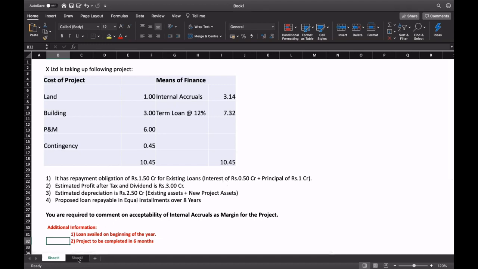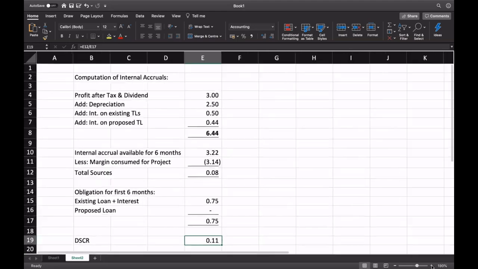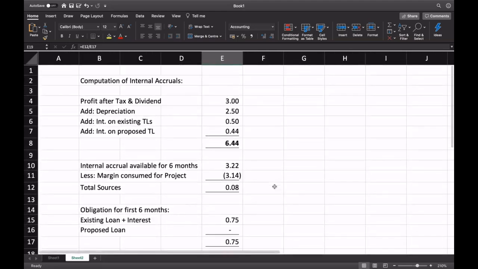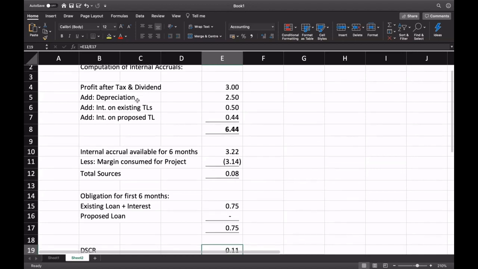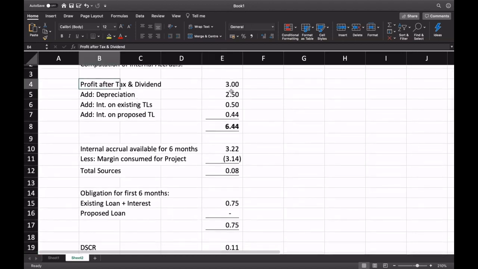So let's look at the calculation. Here we are computing the internal accrual. This is the profit after tax and dividend information which we did. Then we added depreciation, interest on existing term loan, and interest on proposed term loan. So this gave an annual figure of 6.44 crore. This 6.44 crore is the annual cash accrual. But we are more concerned about the first 6 months period when the project is implemented, how they will manage the margin, how they will service their existing loans.